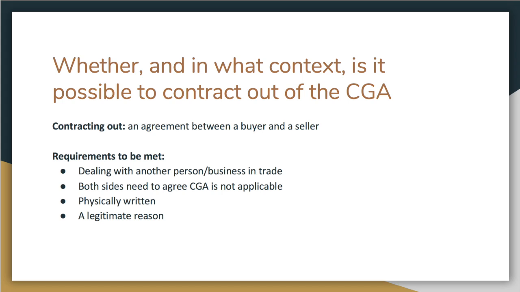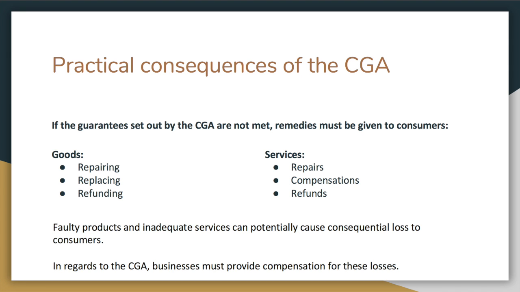It also has to be in writing, and there has to be a legitimate reason for the seller and the buyer to contract out. If this is conducted orally, or if contracting out itself isn't mentioned, the CGA would still apply. Certain attempts to contract out of the CGA result in the supplier and consumer being in breach of the Fair Trading Act. The penalties for this are fines of $200,000 for individuals and $600,000 for companies.